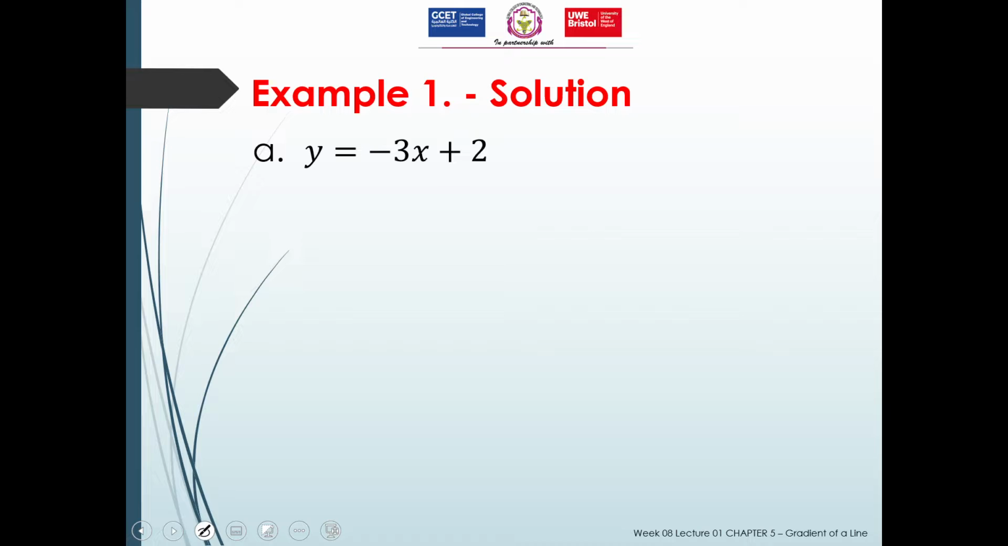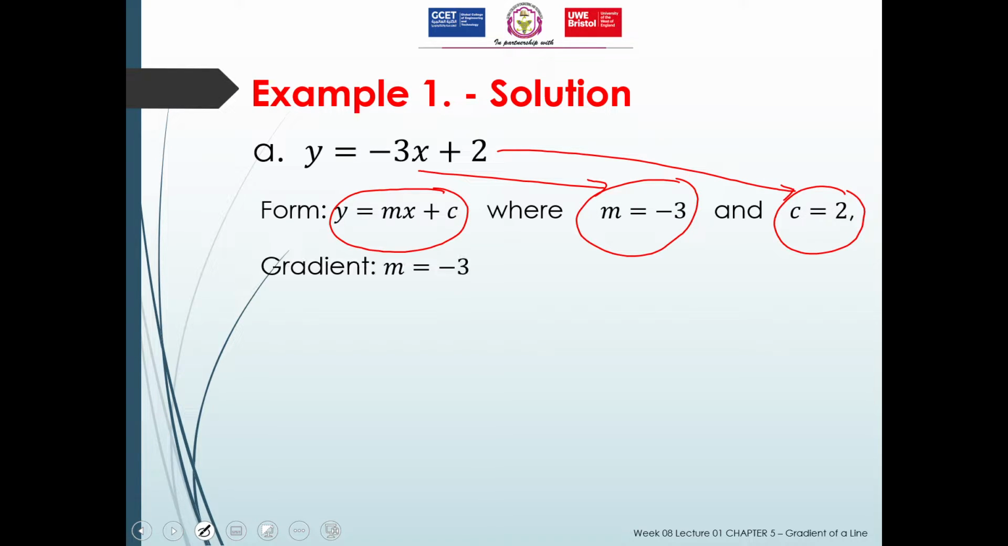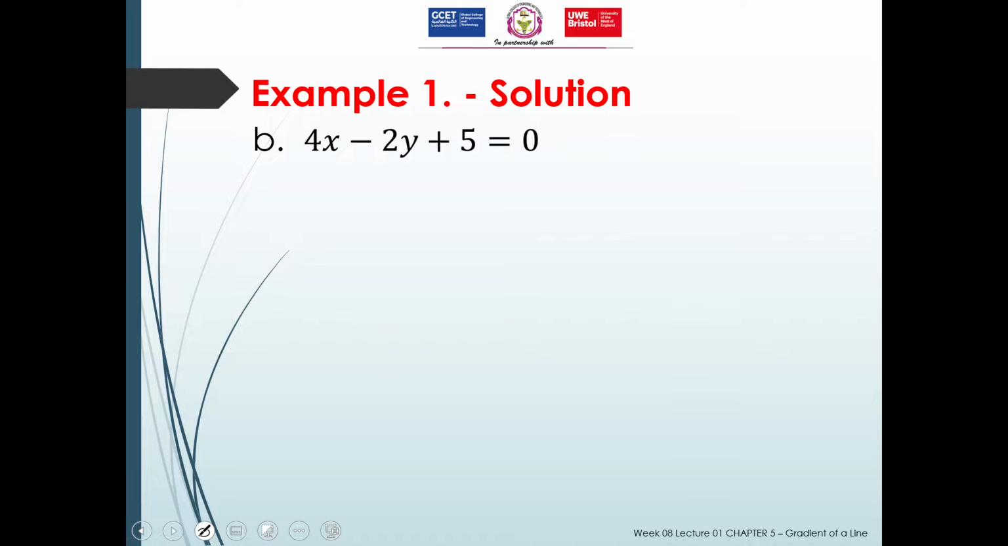If you're given y equals negative 3x plus 2, from the form y equals mx plus c, here we can see that m is equal to negative 3 and c is equal to positive 2. So these are these values here. Therefore our gradient m is just negative 3 and the intercept on the y-axis will be (0, c), which is the point (0, 2).